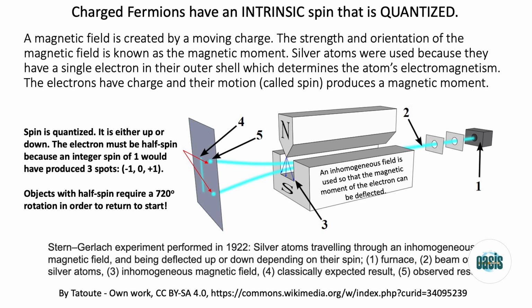Now, if it was a spin 1 particle, they actually would have expected 3 spots. So it would have been a -1 position, a 0, and a +1. So this is how they decided that there was a half spin for an electron.